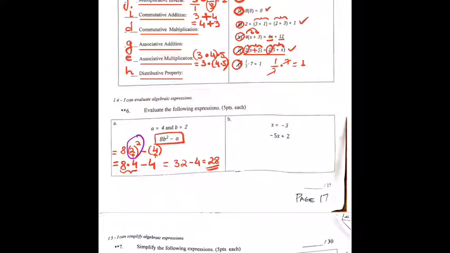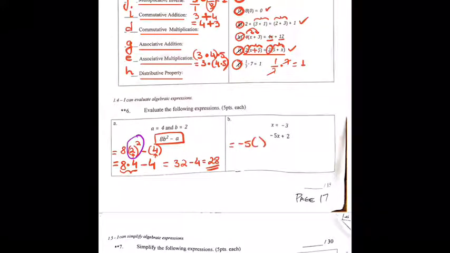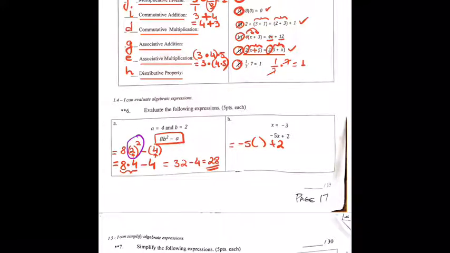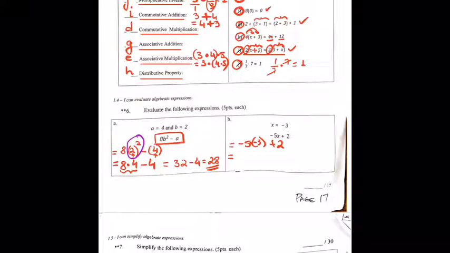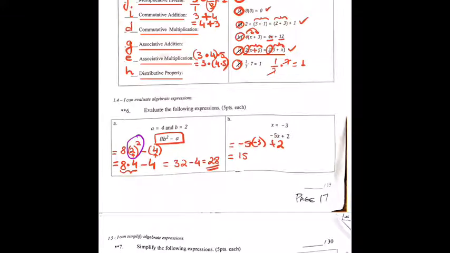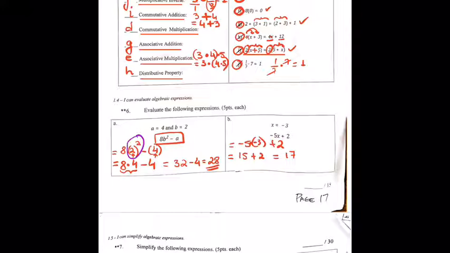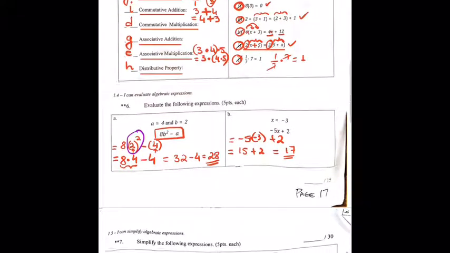Let's look at B. Again, I will rewrite my expression, leaving blank parentheses wherever I have a variable. I am replacing my variable with -3. Remember, between -3 and -5, we have multiplication. So what is -5 times -3? It is positive 15. A negative times a negative is a positive. 15 plus 2 gives me 17, and I am done.